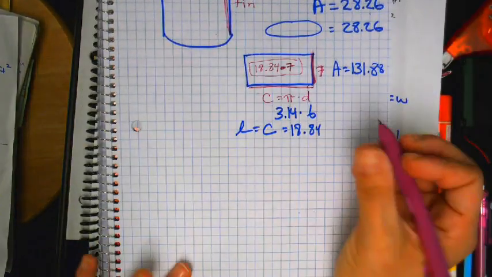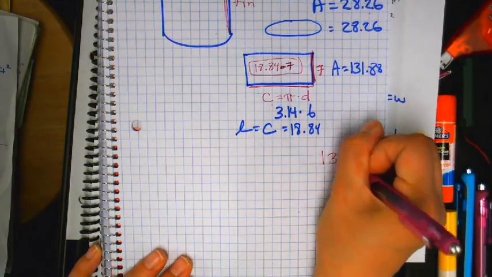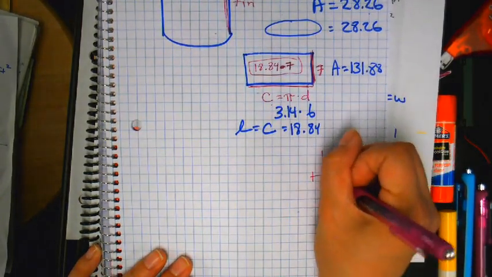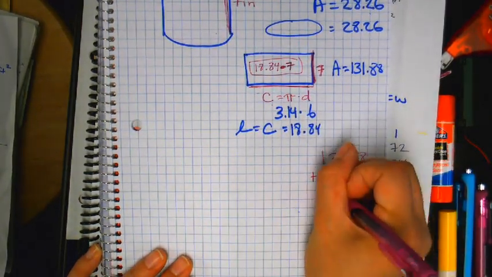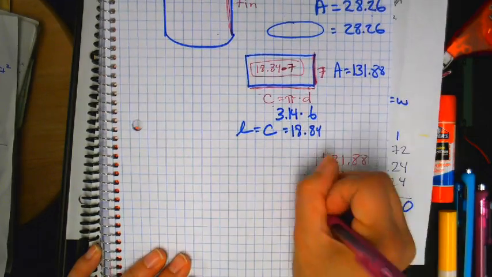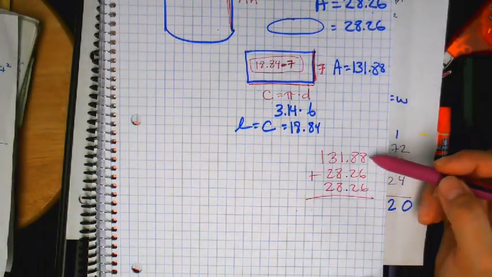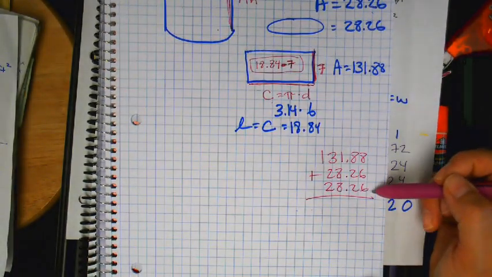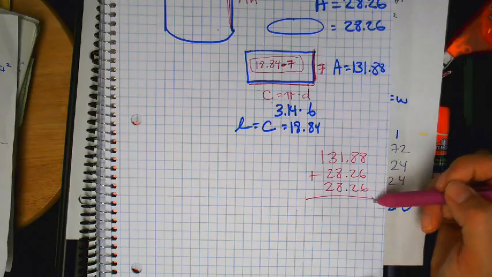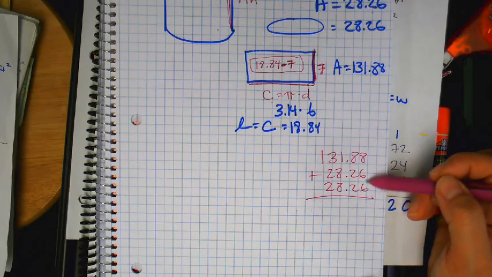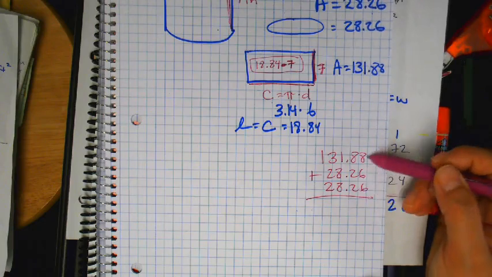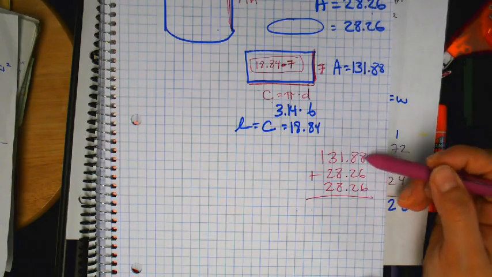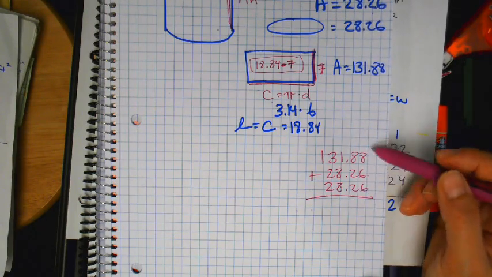Add them. So let's write it down. 131.88 plus 28.26 plus 28.26. We're adding with our fingers, not our calculators, because it's good practice just to add this without using a calculator sometimes. We're just adding basic numbers here.